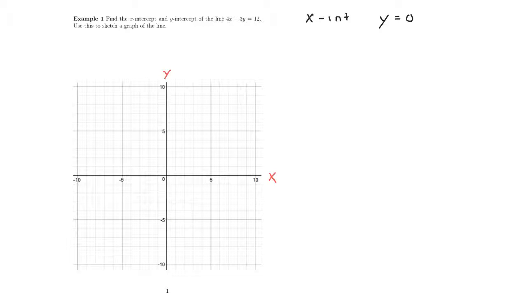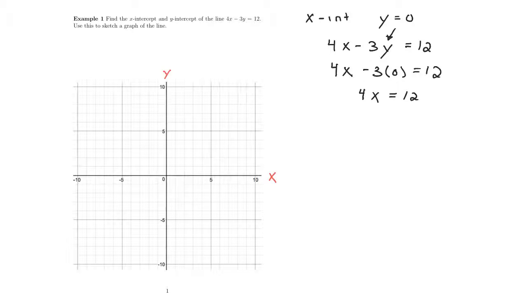So let's check that out. I have 4x minus 3y is 12. And I'm going to plug 0 in place of y. So I get 4x minus 3 times 0 is 12. But it's going to nicely cancel, just give us 4x is 12. And when you divide both sides by 4, you get x is equal to 3.